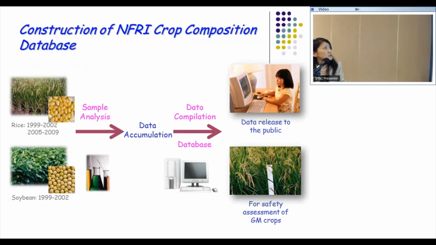And at the same time, with the same concept as the ILSI database, we at the NFRI launched the crop composition database. We collected rice and soybean for the data collection. For rice, the samples were collected over a 9-year period, that is from 1999 to 2002 and 2005 to 2009.